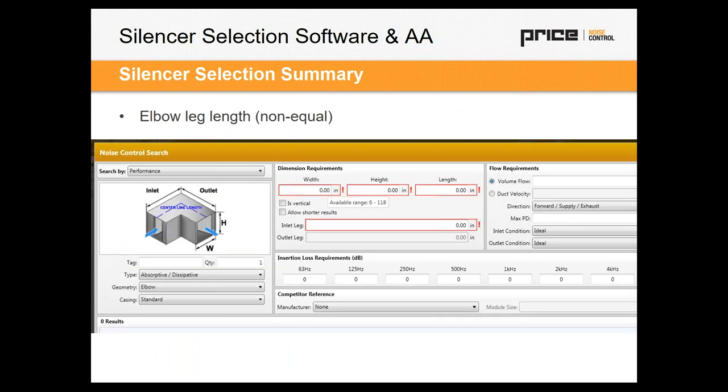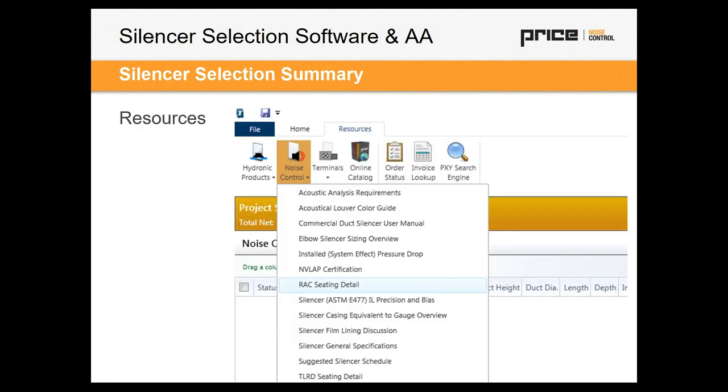You could do different leg lengths, right? If your vertical leg needs to be shorter than the outer leg, you could play around with that, and the software is going to let you do it. If it doesn't because of design constraints, don't panic. You could send it to us or to Buckley, and we could work on that silencer that you need. It's just going to be pushed as a special. So different leg lengths can be done in the software for elbow silencers.